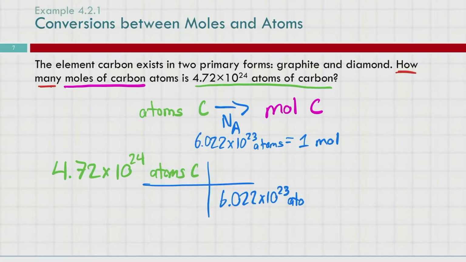And the atoms part goes down there too. Atoms cancels, and the 1 mole part goes on top, and we would be left with moles carbon. Into our calculator, 4.72, dolphin noise key, 24, divide by 6.022, dolphin noise key, 23. We end up with 7.84, after rounding, moles of carbon.